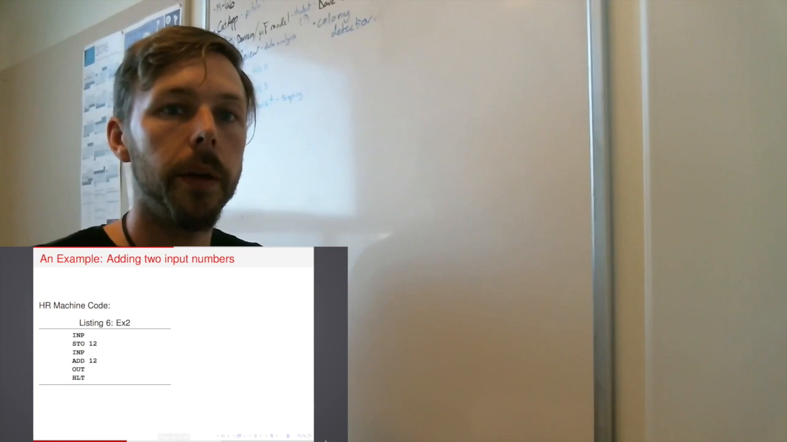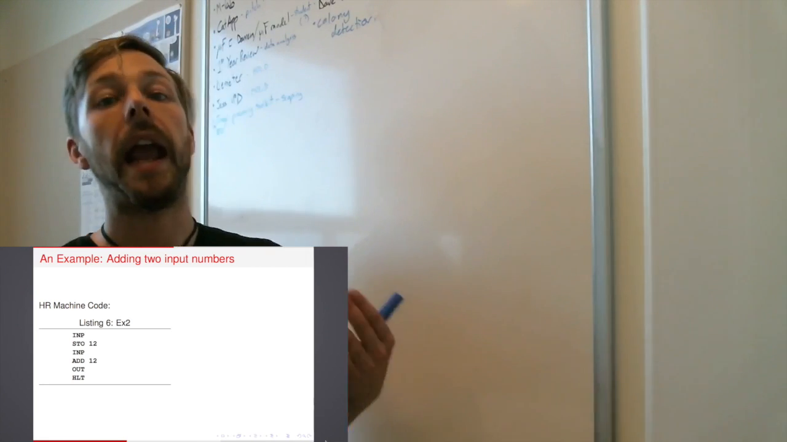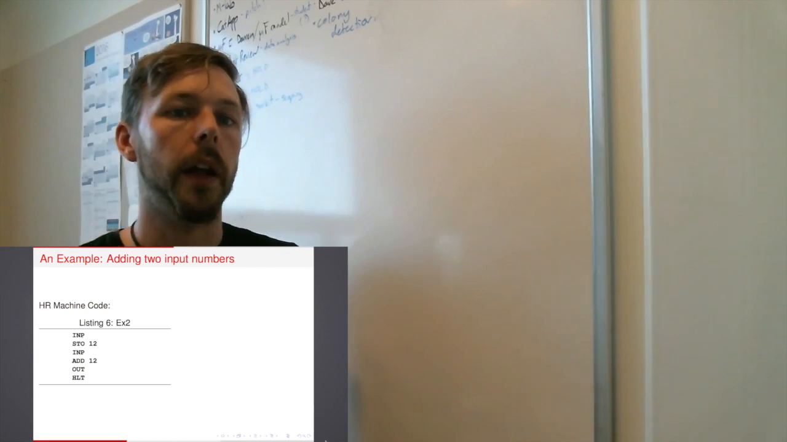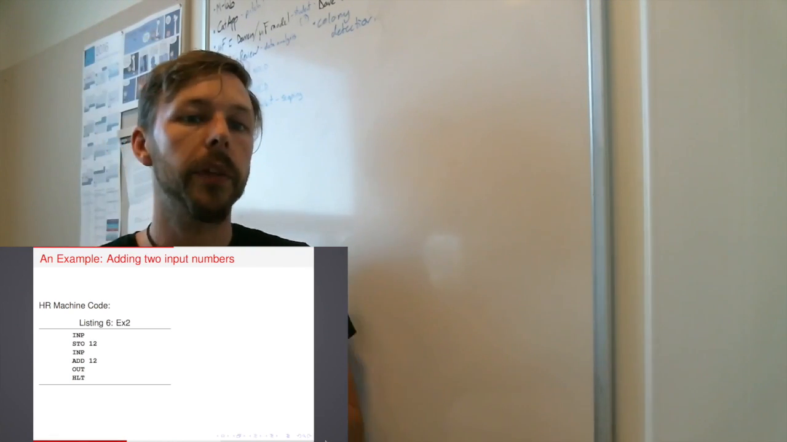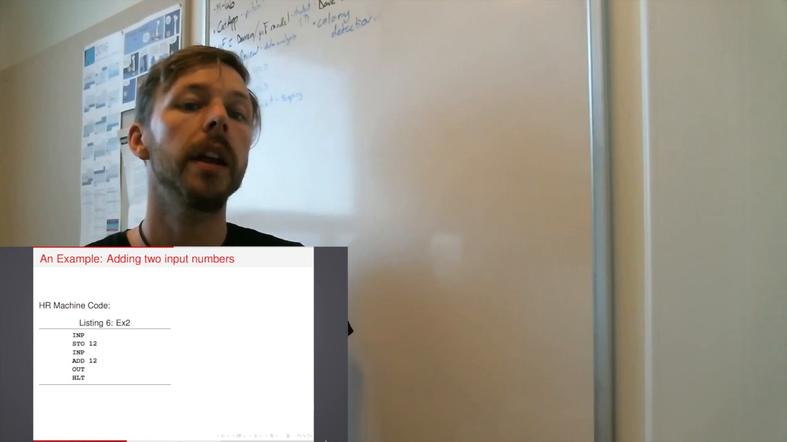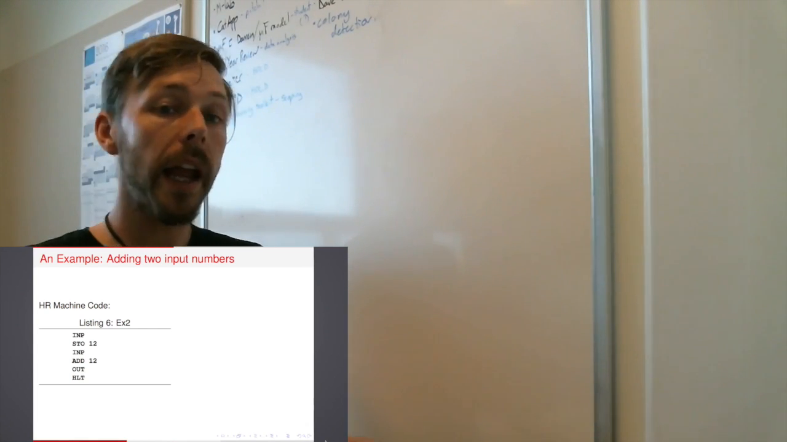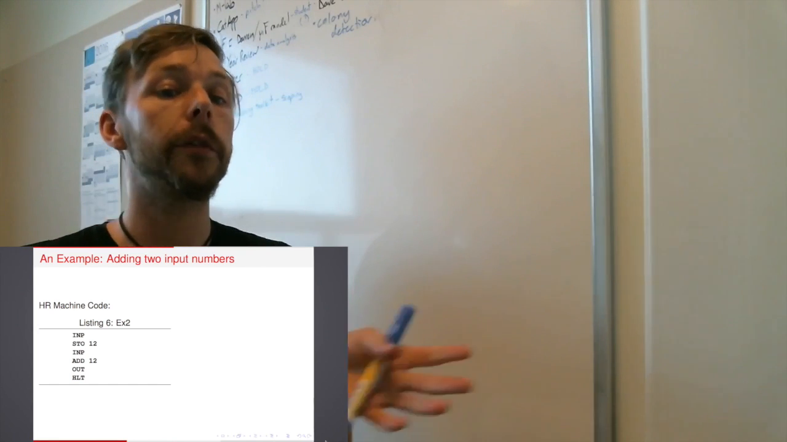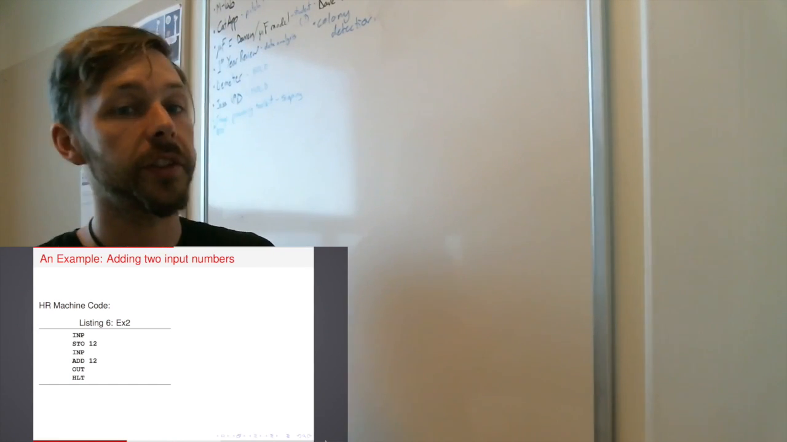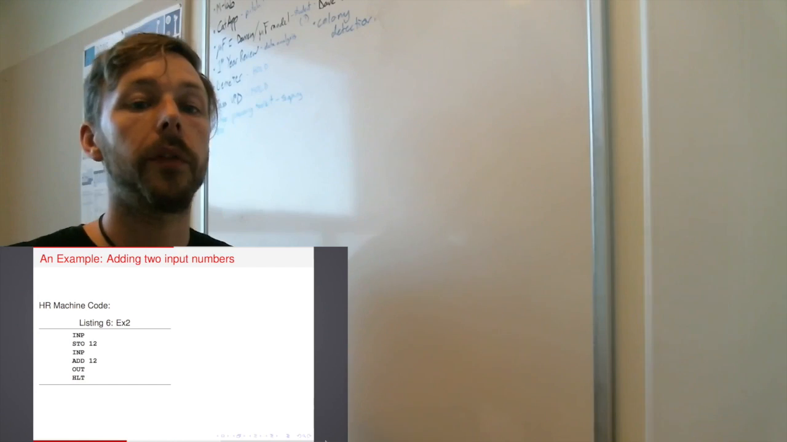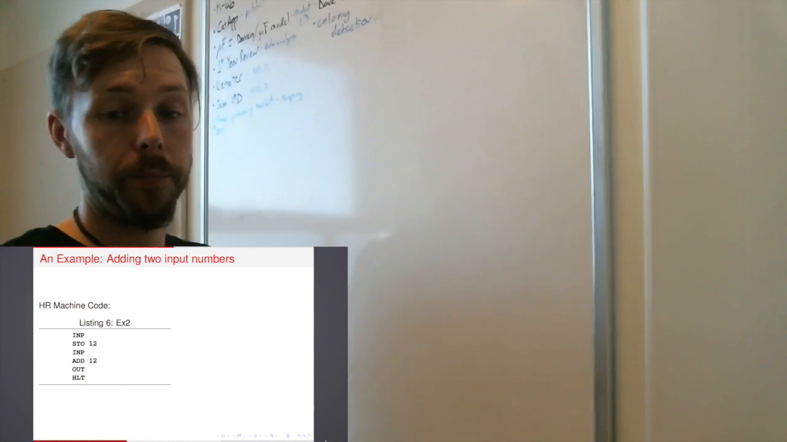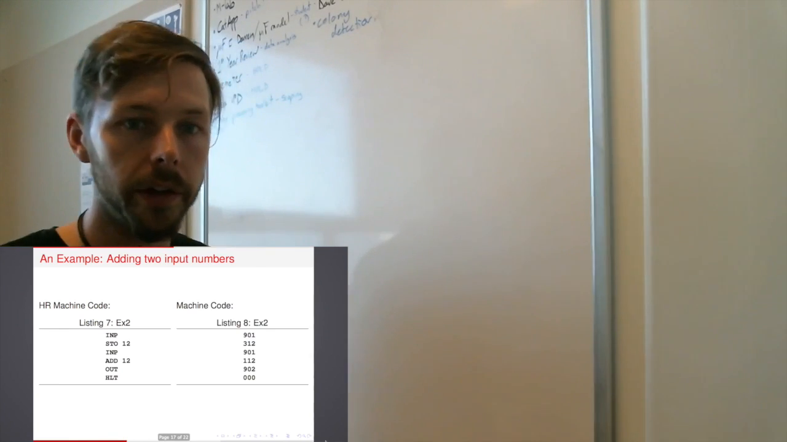So if we want him to do something more complicated, like let's say adding two input numbers together, here is what our assembly code might look like. You can see we've got an input, then we store the value, then we take another input, and then we've got this add command. And add is pretty self-explanatory. Add means go and find whatever it is at memory address number 12 and add that to whatever is currently in your calculator.